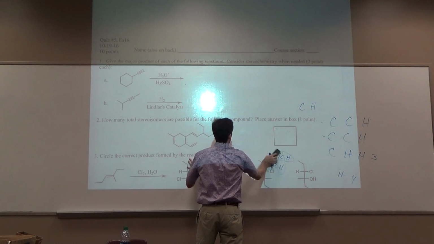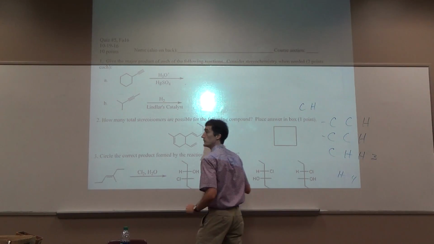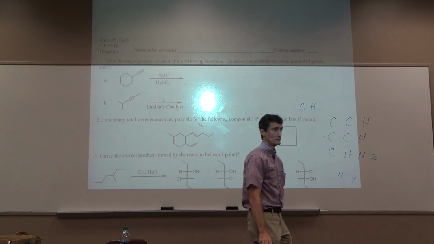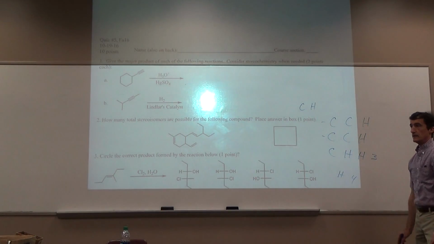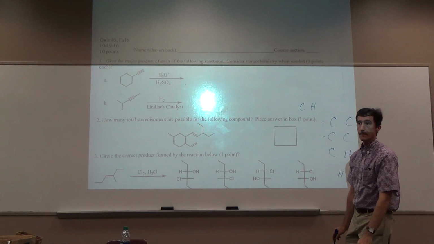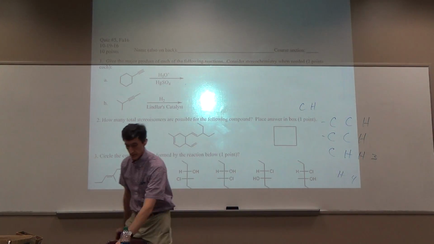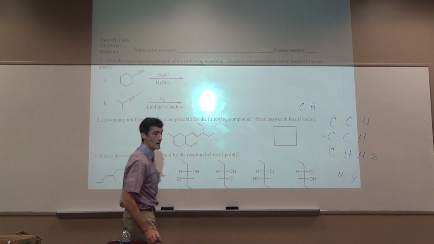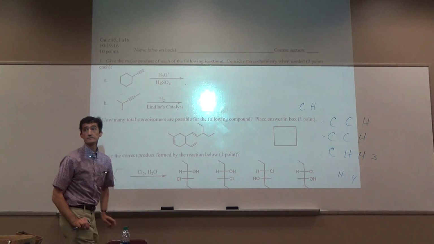So for the oxymercuration, is that an addition as well? No, oxymercuration goes through a mercurinium ion, and backside attack gives anti, just like bromination. Other questions?